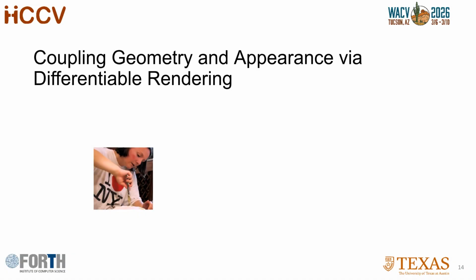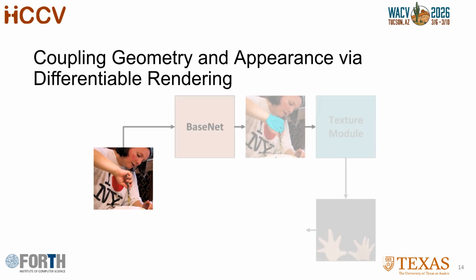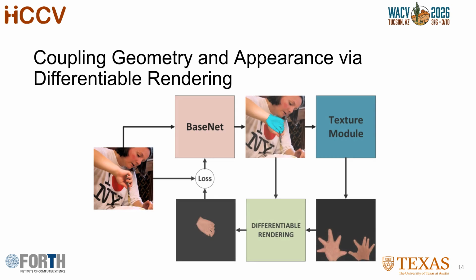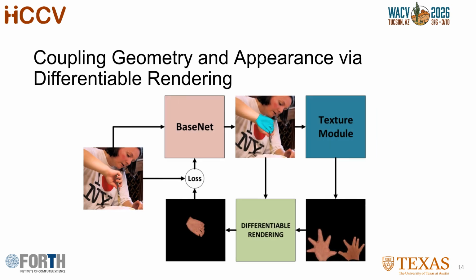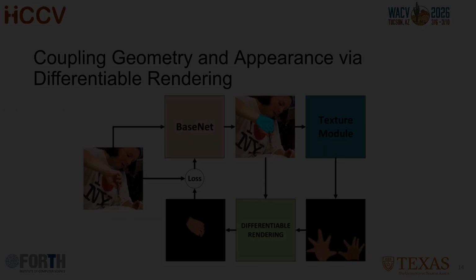The enhanced HaMeR is trained end-to-end using both geometric and photometric supervision. Geometric losses constrain pose and mesh predictions, while photometric consistency is enforced through differentiable rendering of the textured hand. This allows appearance cues to directly supervise the geometry during training.